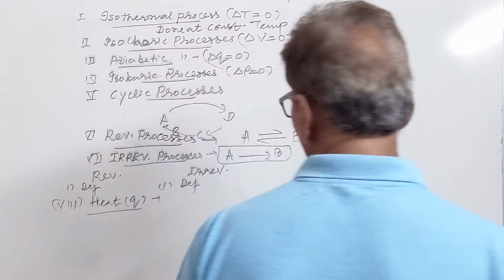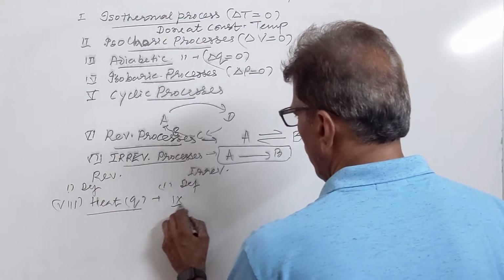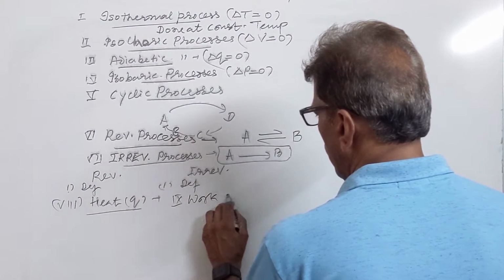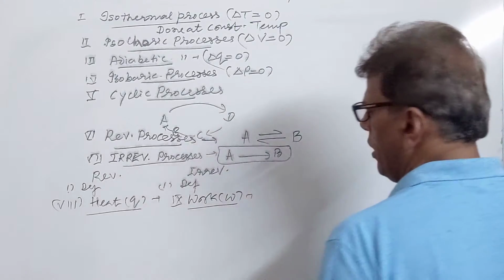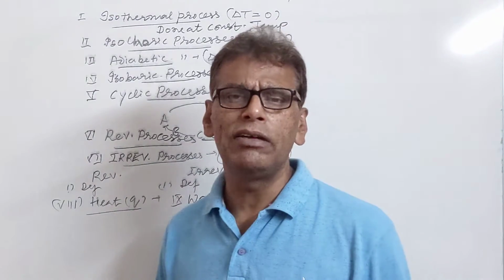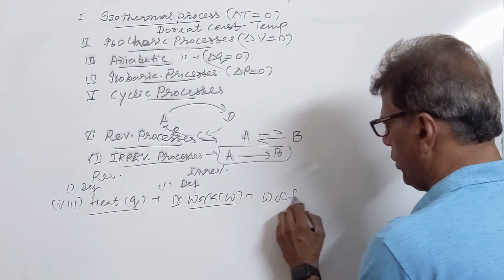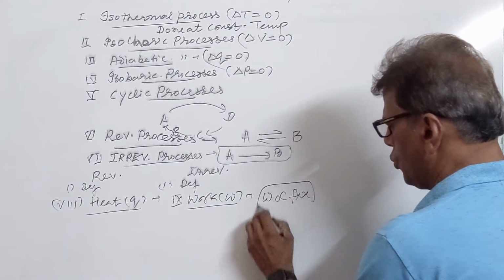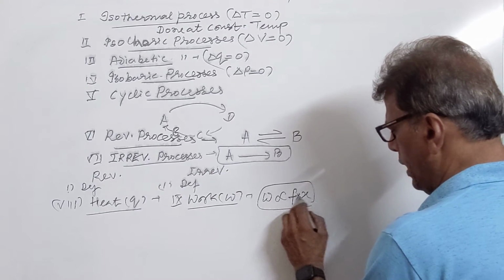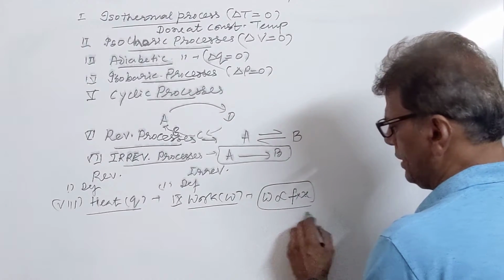Then we have the work. It is of many types. Work is said to be done when the point of application moves in the direction of applied force. So W is equal to F into X. That is the force carried out to change the state of the system through a distance X.